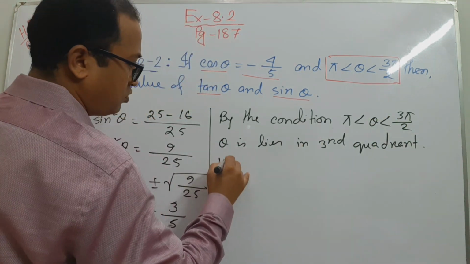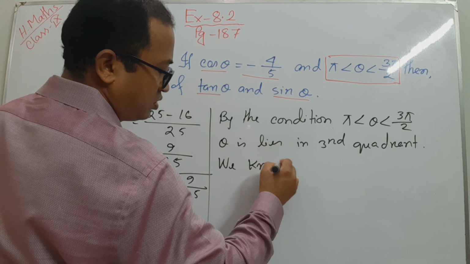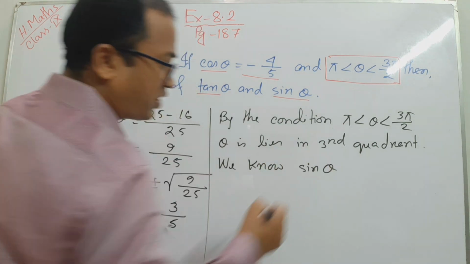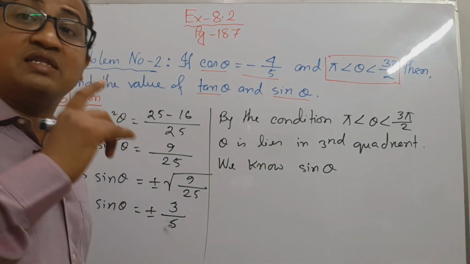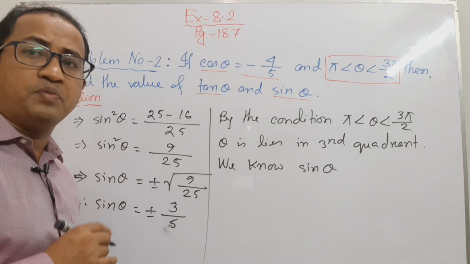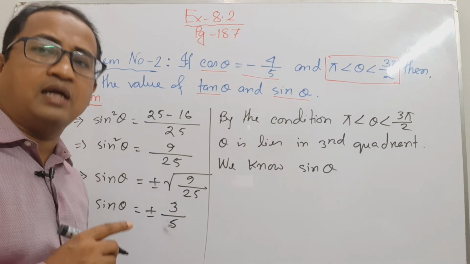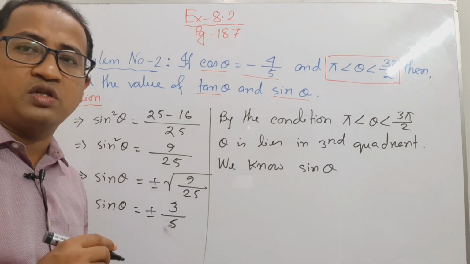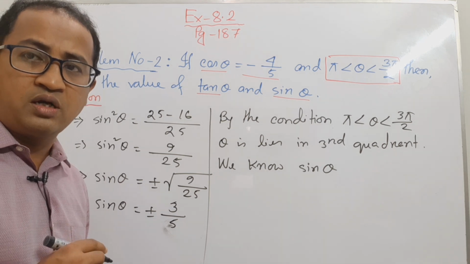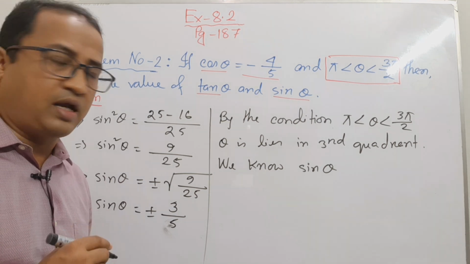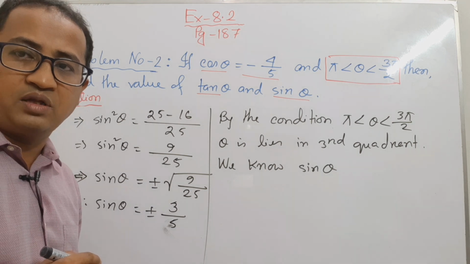We know sin theta is positive or negative. We know sin theta is negative in the third quadrant, because tan theta and the opposite of tan theta, that is cot theta, are positive in the third quadrant and the remaining four are negative. So sin theta must be negative in the third quadrant.